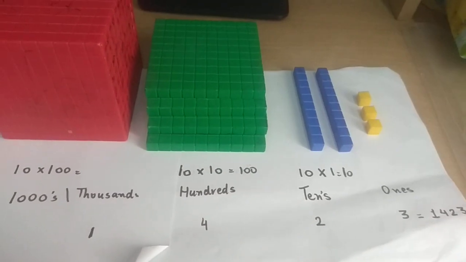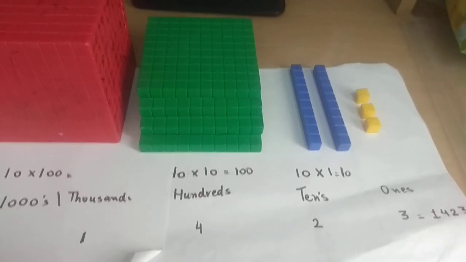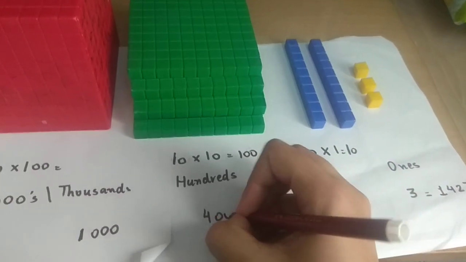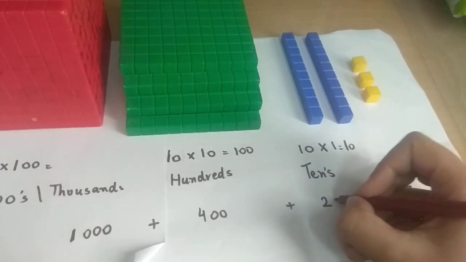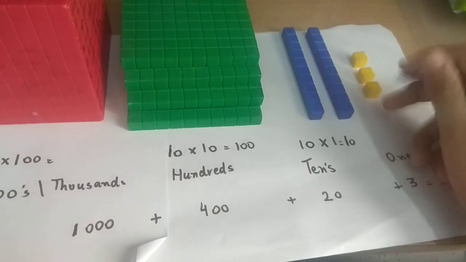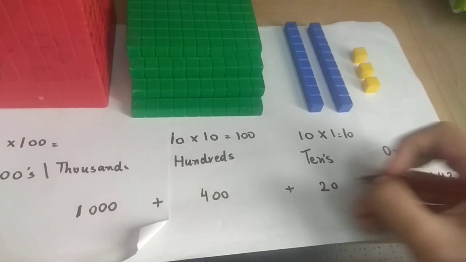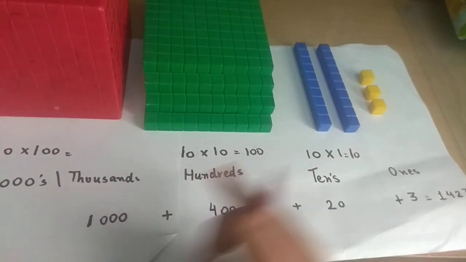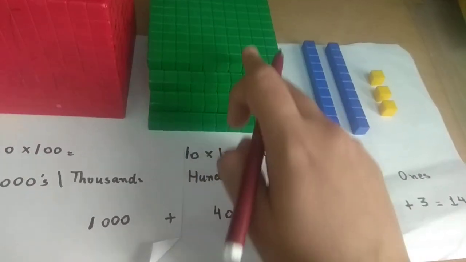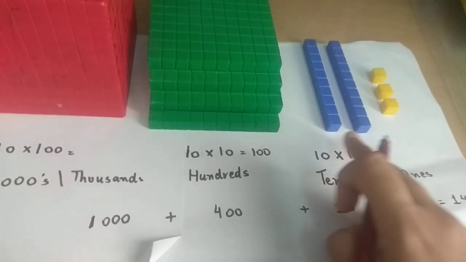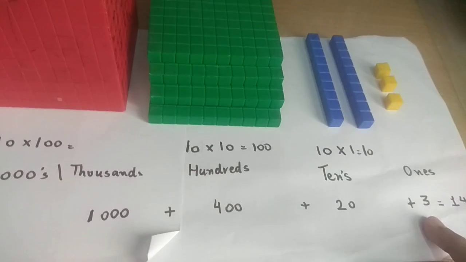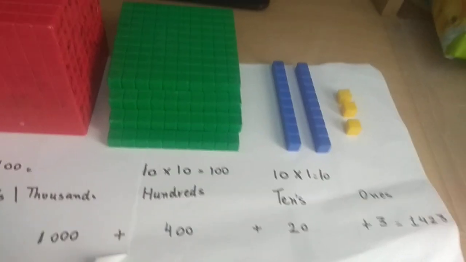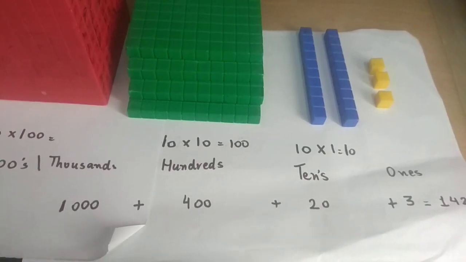Okay, so this is how we form the 4-digit numbers, wherein this block represents 1000 plus 400 plus 20, 2 tens means 20, plus 3 ones means 3, will form 1423. Did you understand? This is 1000. This is 4 blocks of hundreds, that means 100, 200, 300, 400. Plus 10 and 10, 20. Plus 1, 2, 3. 1000 plus 400 plus 20 plus 3 would be 1423.